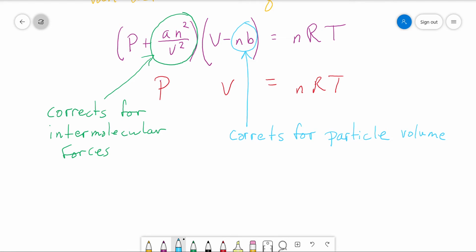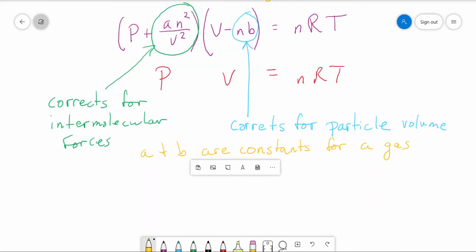And N on both sides is just number of moles. We're not going to do calculations with this, so you don't really need to worry about how to do the calcs. And A and B are just constants for a particular gas. So if they're just constants, we just look them up. And every gas has its own set of A's and B's.